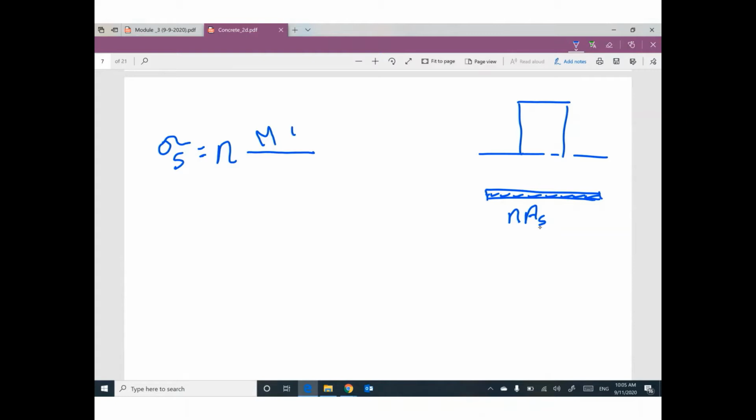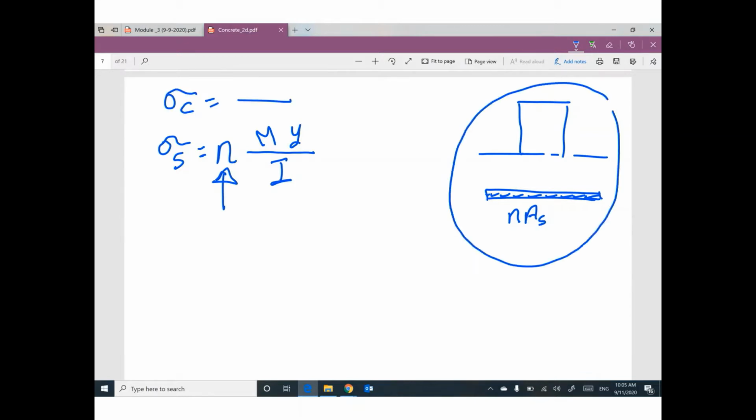Some of you forget n. For concrete, it's okay without n. Why? Because this cross section is concrete. My over I. But if you are talking about steel, and this cross section is concrete right now, I have to go back to steel by using n.